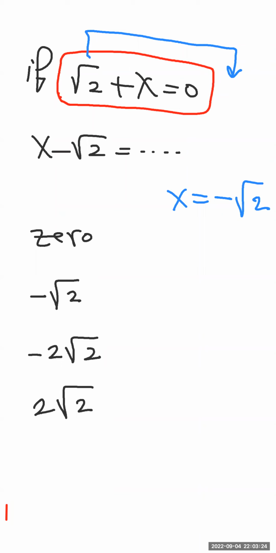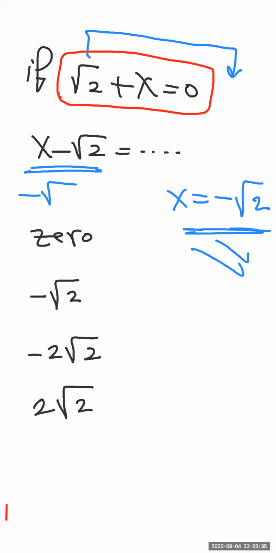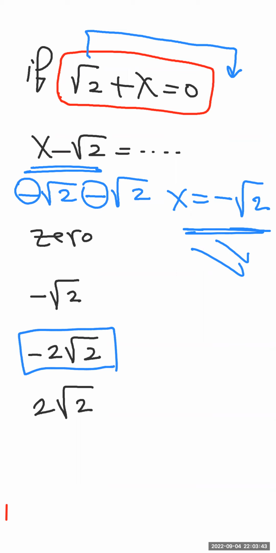Correct? Correct. Now, I want to get x minus square root of 2. What will be the value of x? It's a negative square root of 2. So negative square root of 2 minus square root of 2. So here negative 1, here minus 1. So negative 2 square root of 2. It's like negative x minus x, negative 2x. Correct, guys? Correct. Now this question is also clear. Yes.